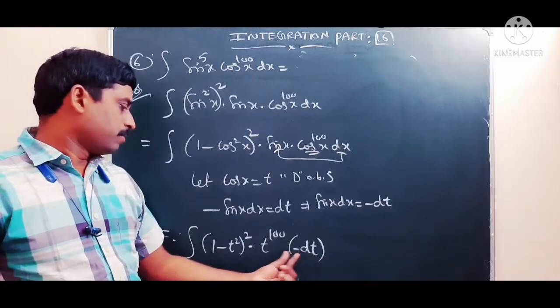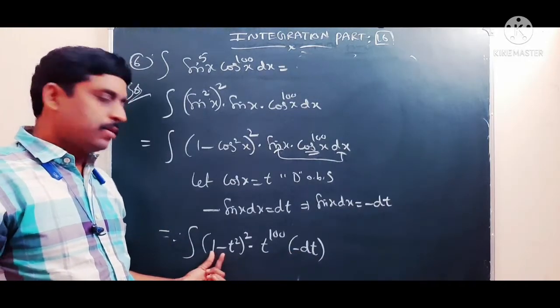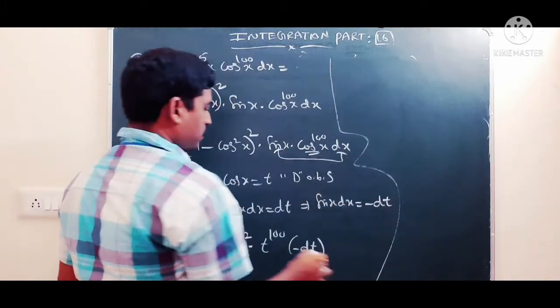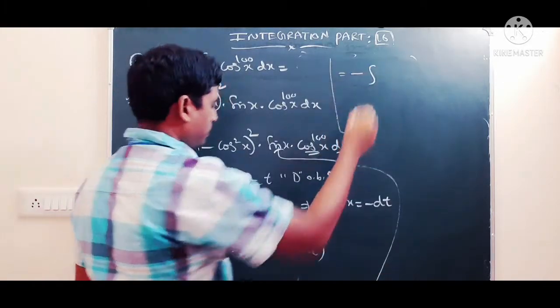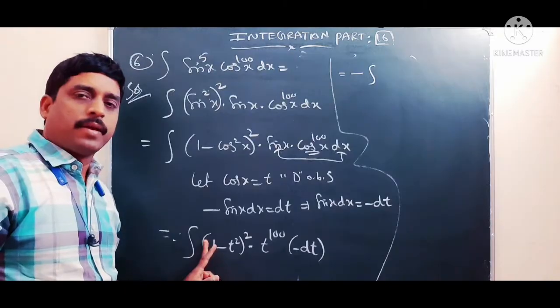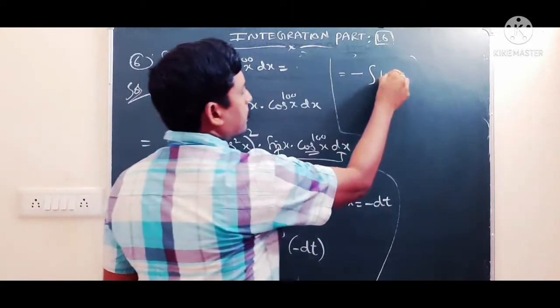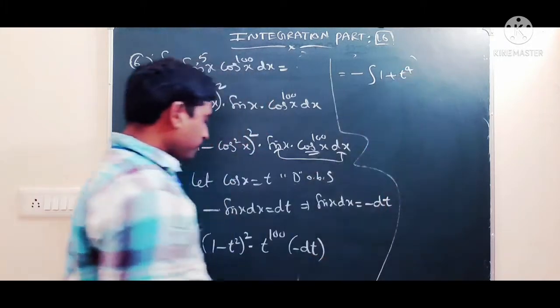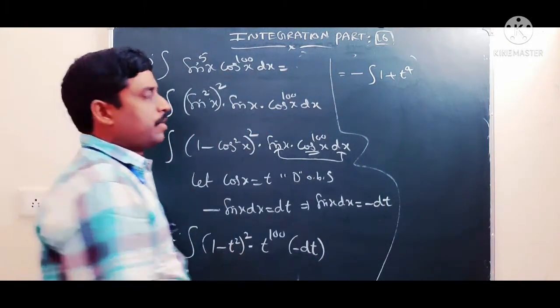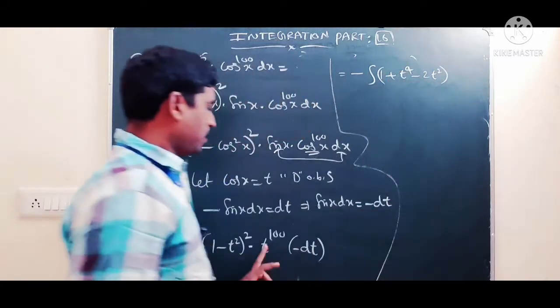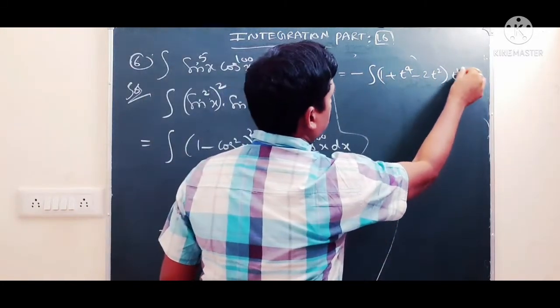So minus 1, this minus 1 multiplies with this, by first using the a minus b whole square formula. So minus of, a minus b whole square is a square plus b square minus 2ab. Here a square is 1, b square is t square whole square, minus 2ab, into t to the power 100 dt.